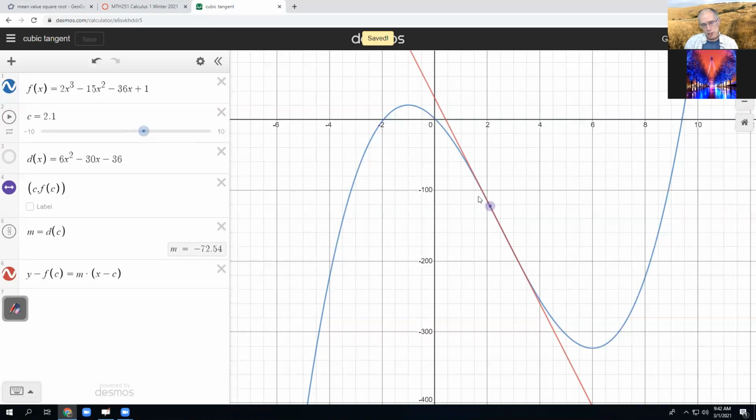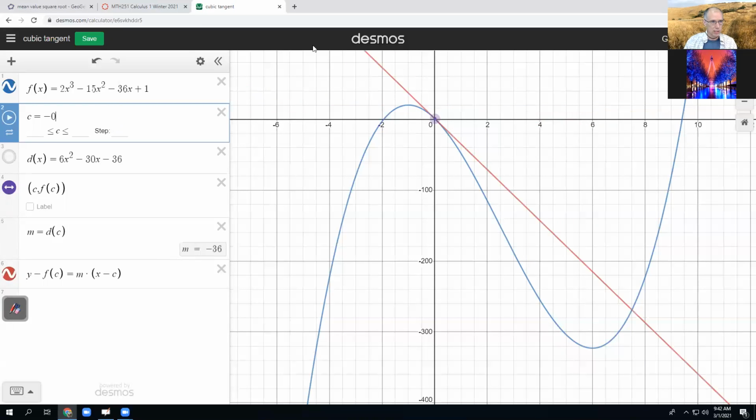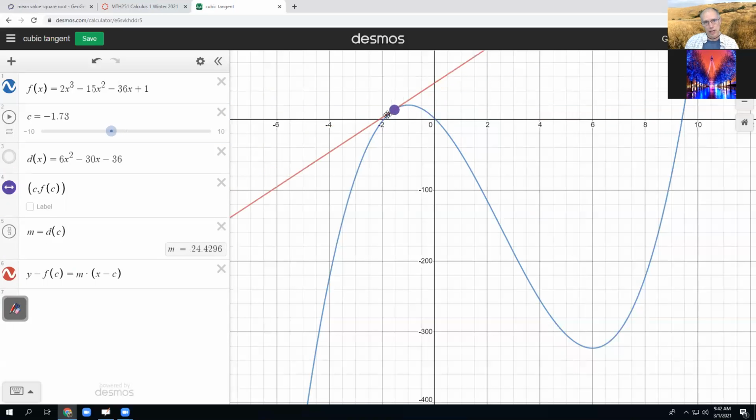So I can either move the slider or I can grab that point and move it around. All right, so we know that up here at x equals -1, and I can force c to be -1 if I want, I have a horizontal tangent line, right? So I have the slope of 0 when c is -1. Now on the left side here, I have a positive slope. On the right side, I have a negative slope. And we know if we have values that go from positive to negative, they have to hit 0 in between.